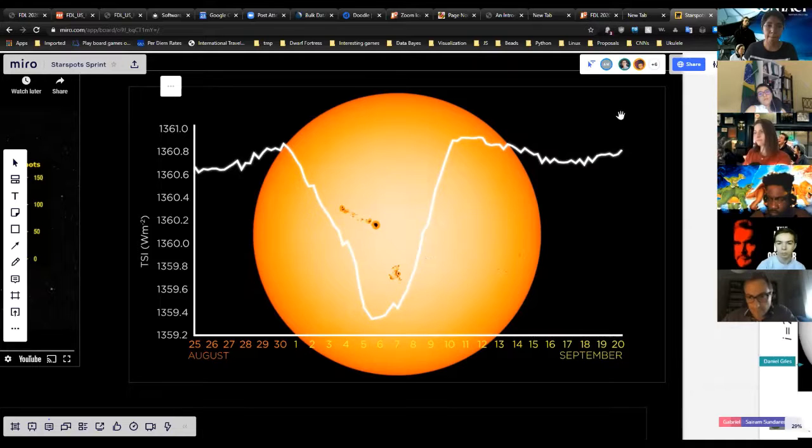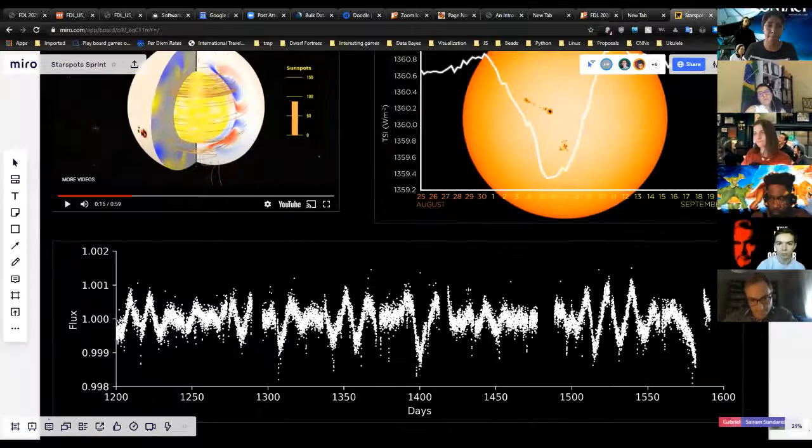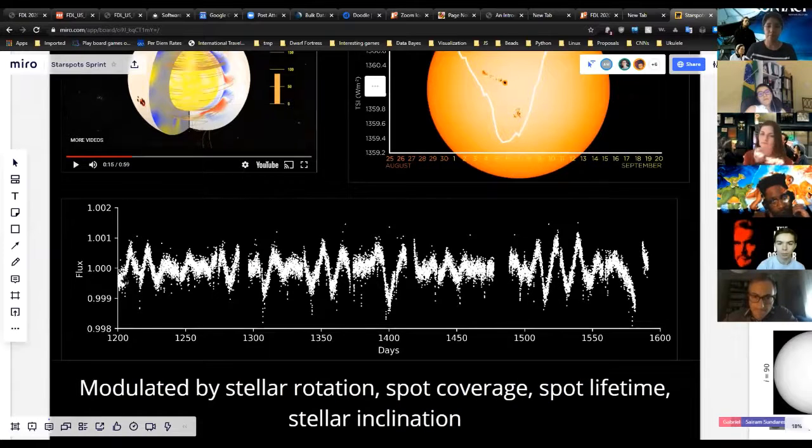But you can look at this and infer. You say, okay, well, there was a crossing, and this is a sunspot, and maybe it's this big, and it takes this long, so I know how long it rotates. This is the data that we're working with here. This is something like this, but for an actual star measured by Kepler. And this is telling you how much light we're receiving from that star.